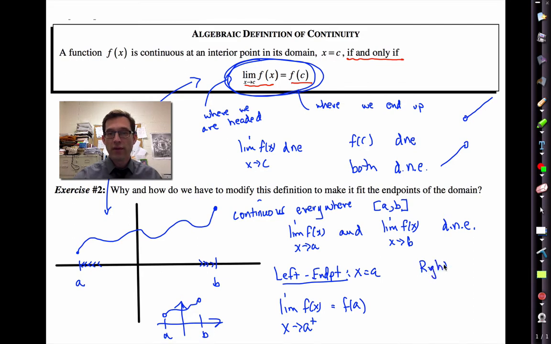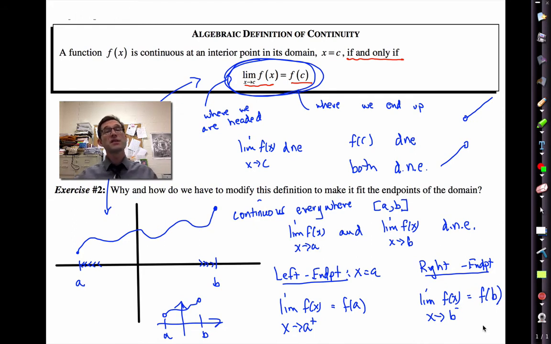And at the right endpoint, we're just going to use a left limit. So the limit of f of x as x goes to b from the left must be equal to f of b. Again, this sticks with the general idea that if where you're heading is where you end up, then the function is continuous. If where you're heading is not where you end up, then it's discontinuous. All right? Okay, pause the video now and write down anything you need to, and then we'll start to apply the definition of continuity.